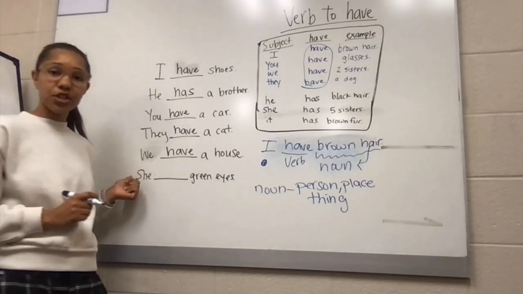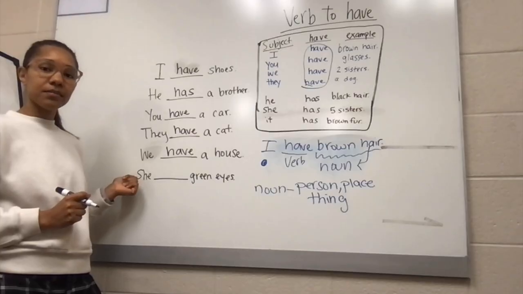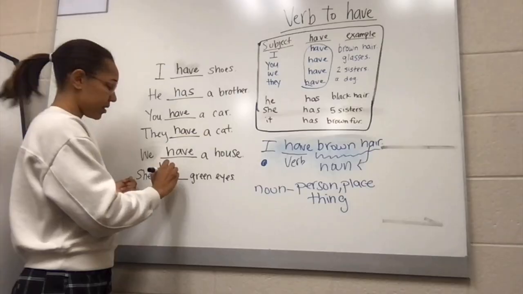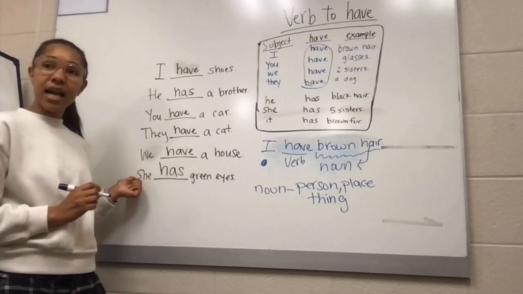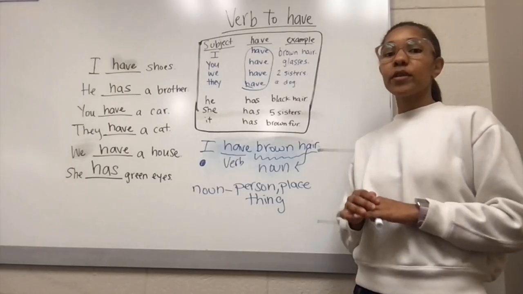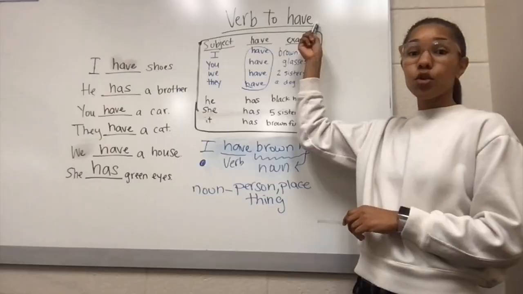The last one is she. She is our subject. So what verb can we use? Good. She has. H-A-S. Green eyes. She has green eyes. Very good.